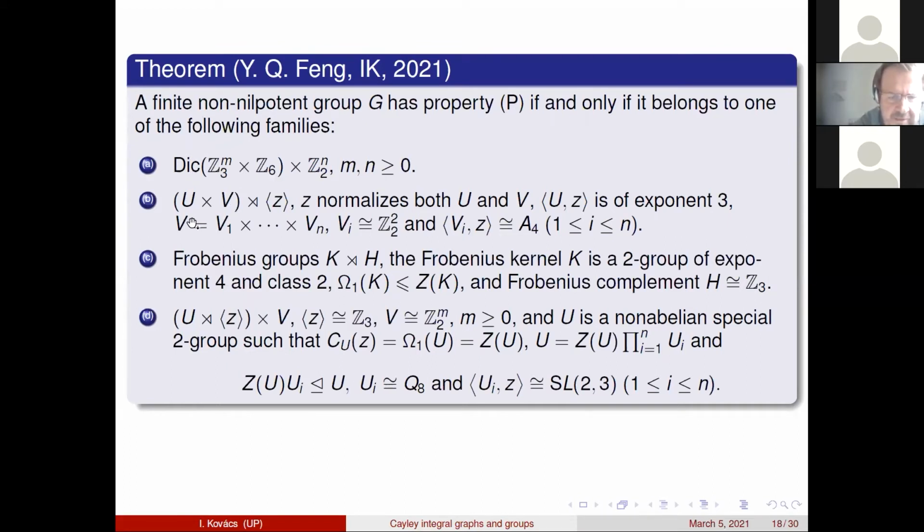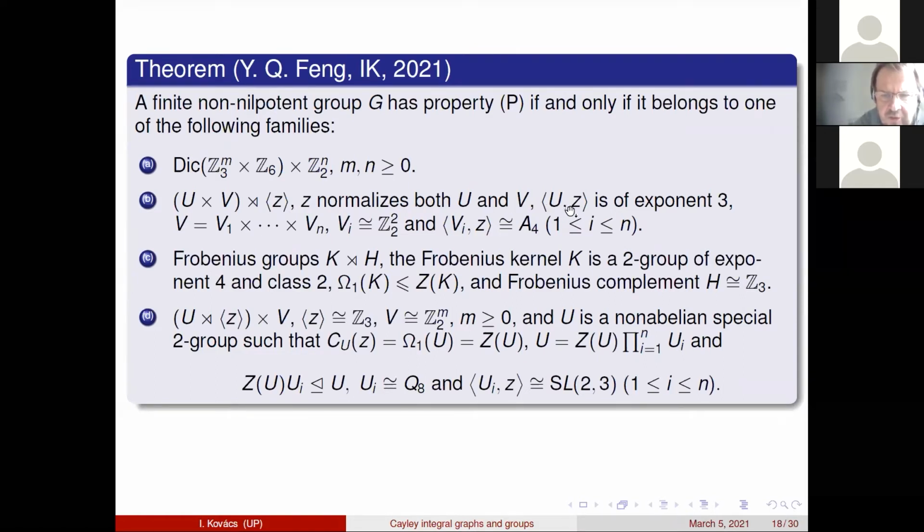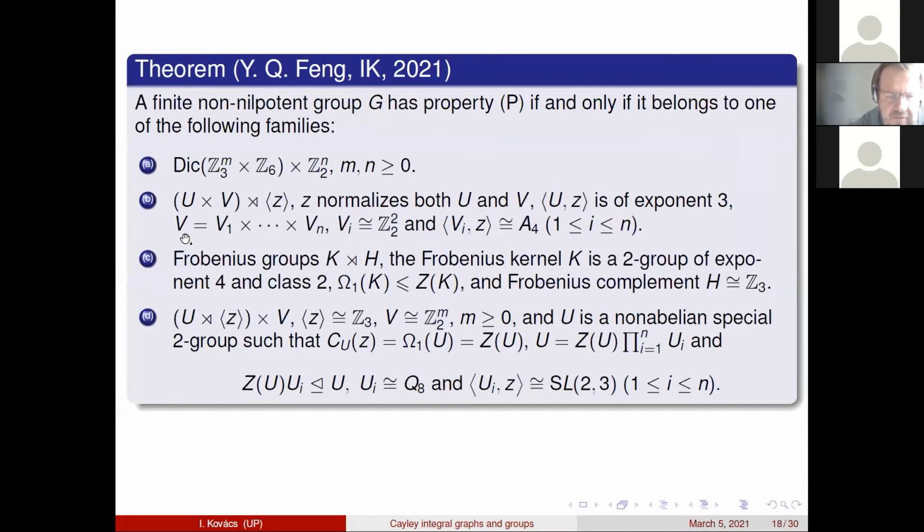The next one is a semi-direct product with a direct product U times V and a cyclic group of order 3. Then this generator normalizes both U and V. With U, it generates a group of exponent 3, and V acts in the following way. V can be decomposed into n Klein groups, and on each Klein group, it generates A4. In class C, we get Frobenius groups where the Frobenius kernel is a 2 group of exponent 4 and class 2, satisfying this extra condition, and the Frobenius complement is isomorphic to Z3.